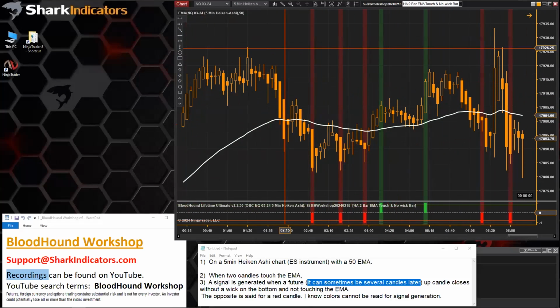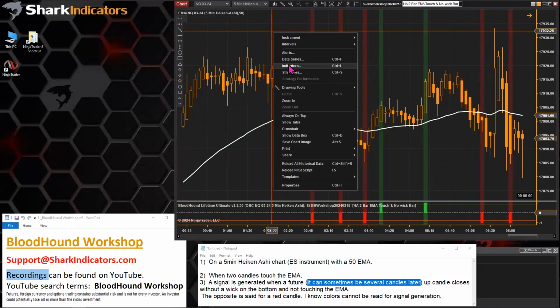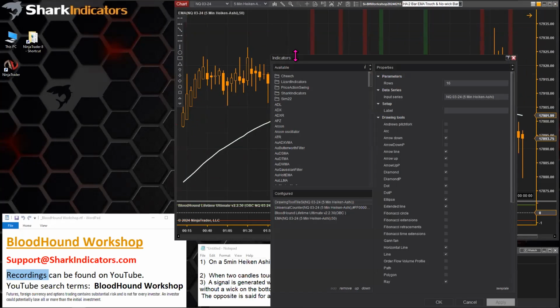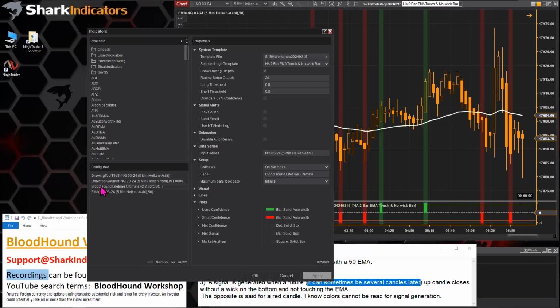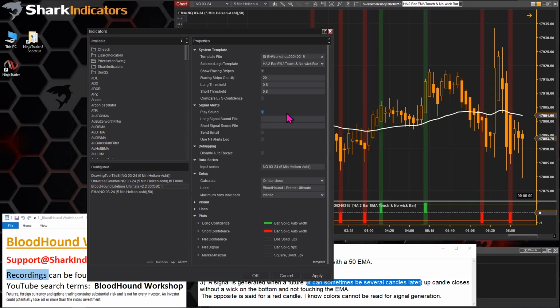All right. Yeah, so if you go into the indicators window and take a look at your BloodHound settings, right there you go. There's a section here called signal alerts, and you can see one of them is play sounds. So there you go. And then you just need to plug in the sound for long signals, and if you want a different sound for short signals.